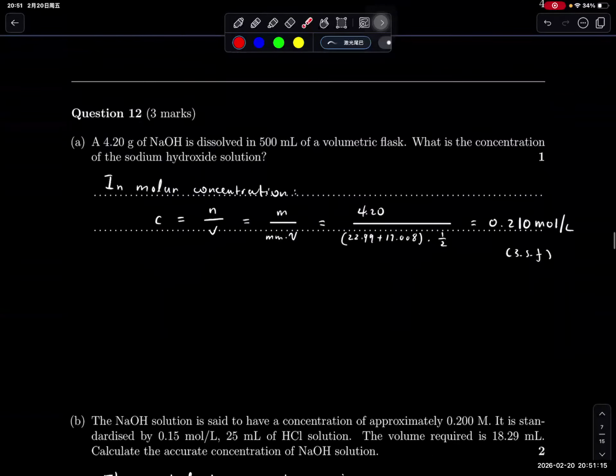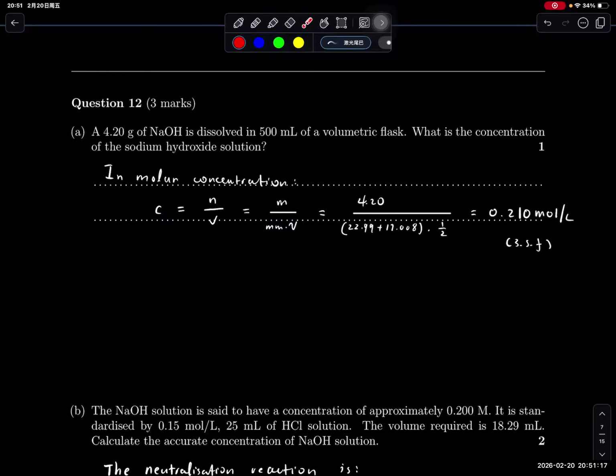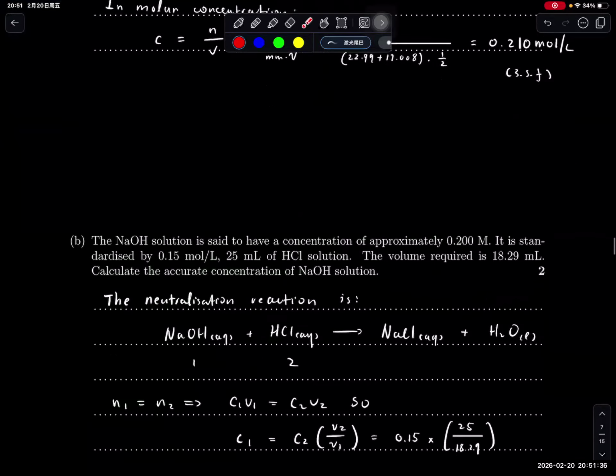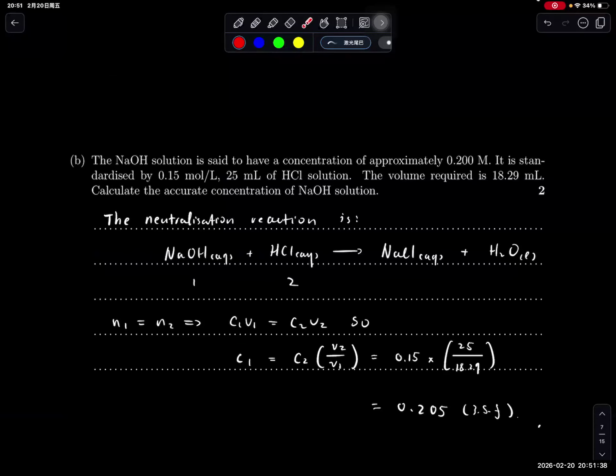Moving on to question 12, we have 4.2 grams of sodium hydroxide dissolved in a 500 mL volumetric flask. What is the concentration of sodium hydroxide in solution? Well, you have the molar concentration, simply work it out, okay? C is equal to n over V, but we don't know n. n is equal to m over MM. Substitute your values.